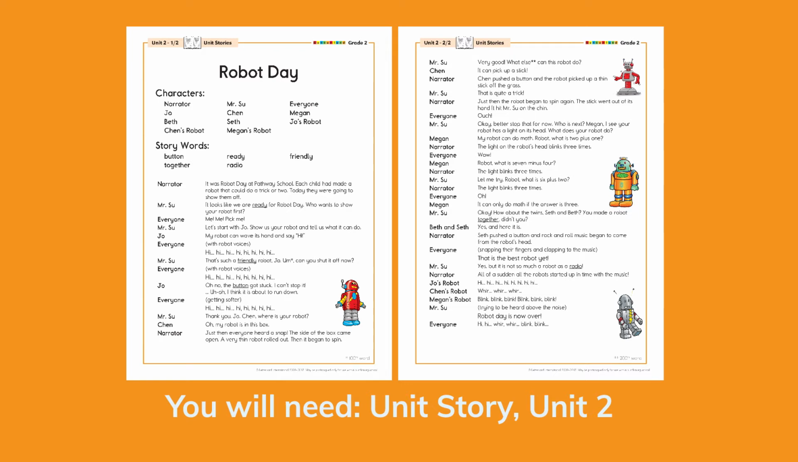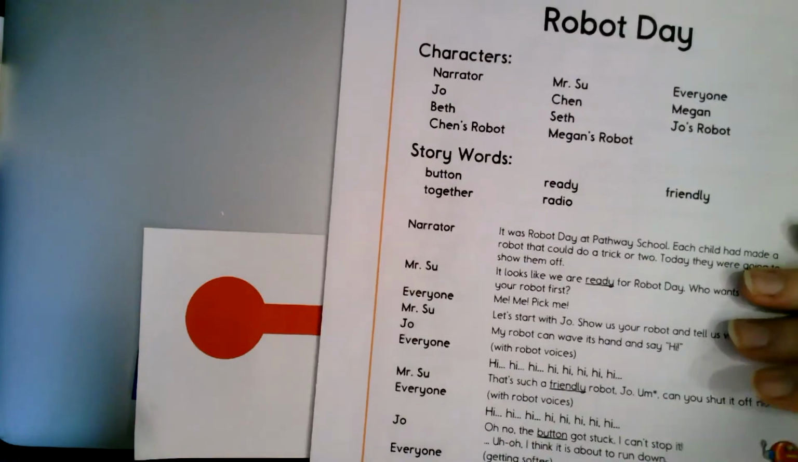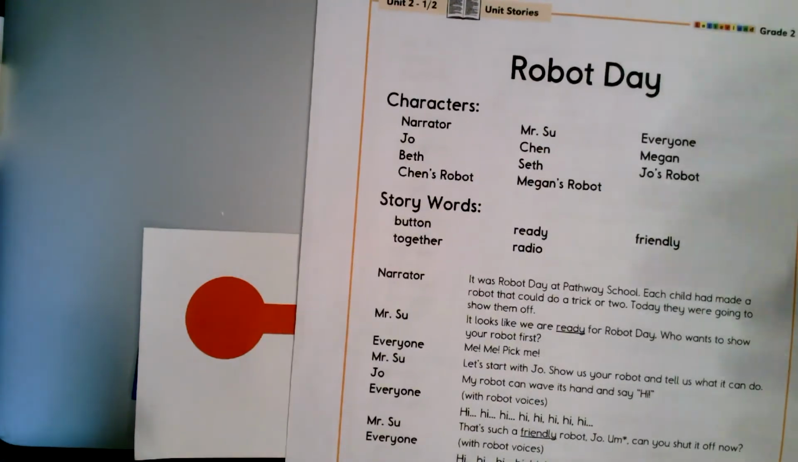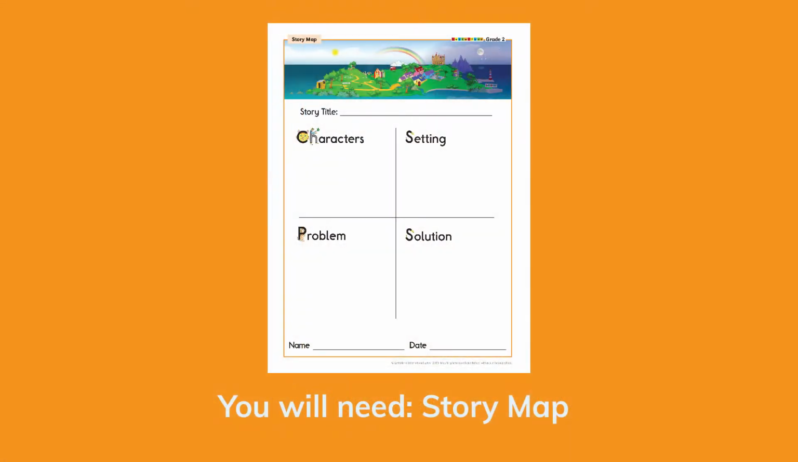All right, welcome back. So we are now going to finish up day 3 by looking at our story. So I need you to get your copy of your Unit 2 unit story, Robot Day. There are 2 pages to it, so here's page 1. There's page 2. I also am going to need you to get your story map that was sent with you in your packet.